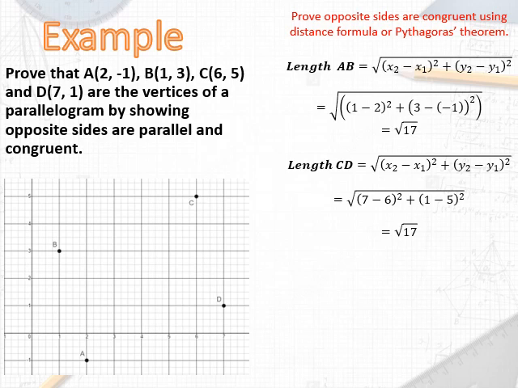Square root of 17 is equal to square root of 17, so we would say the opposite sides, AB and CD, are congruent. So we got one pair of opposite sides that are congruent, which would be enough at the moment to say that we have an isosceles trapezoid, but not necessarily a parallelogram. We need to go check the other two sides as well.